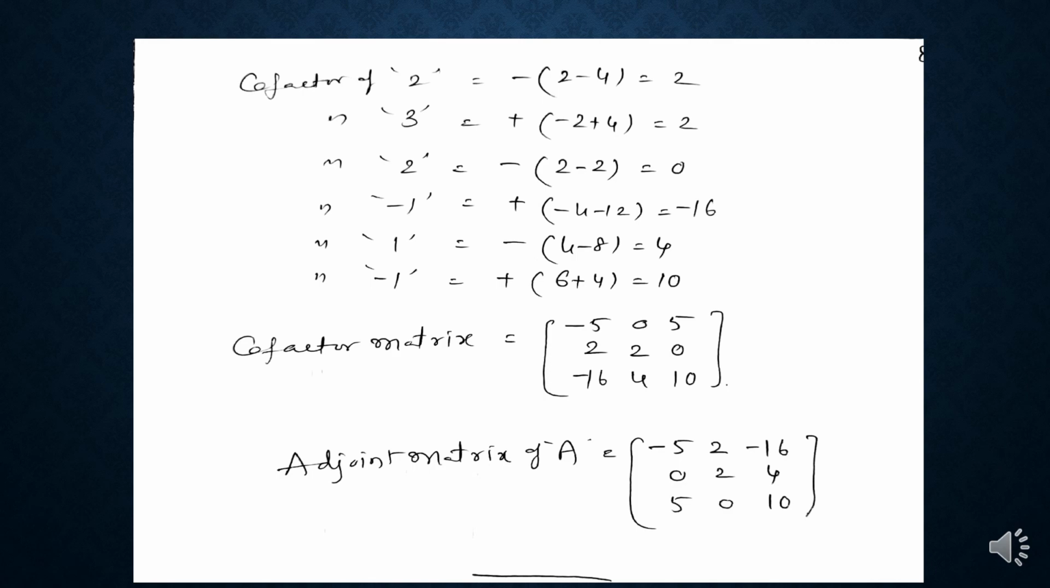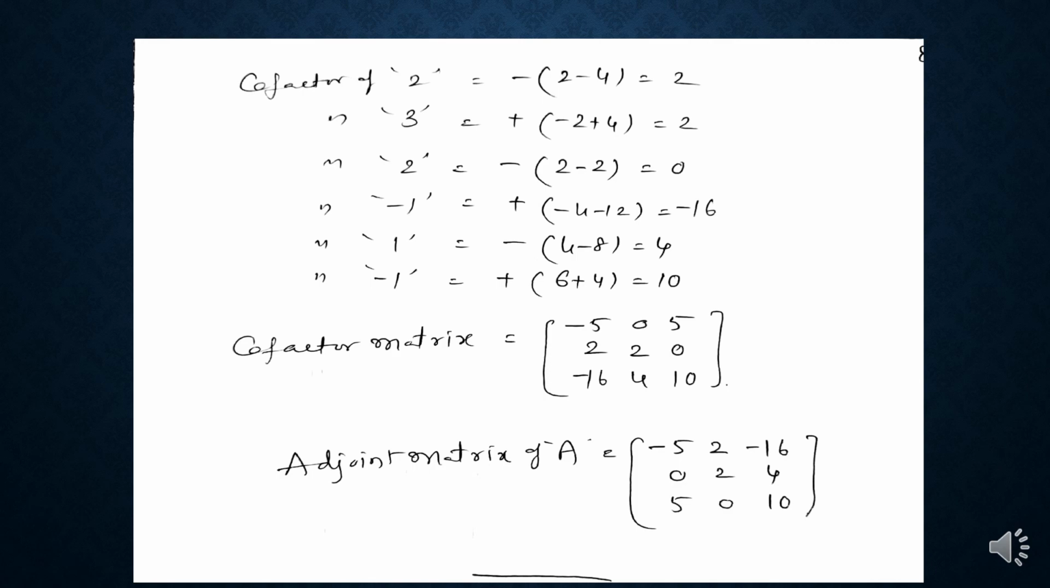So in this class we learned what is a singular matrix and what is a non-singular matrix. So what is a singular matrix? If det A is equal to 0, that is called as a singular matrix. If det A is not equal to 0, then A is called as a non-singular matrix.